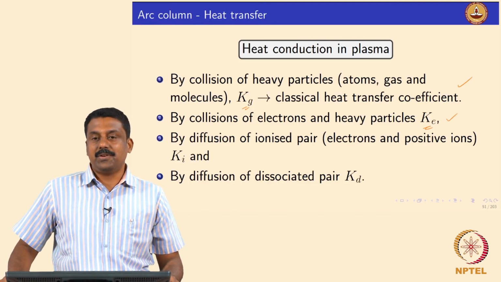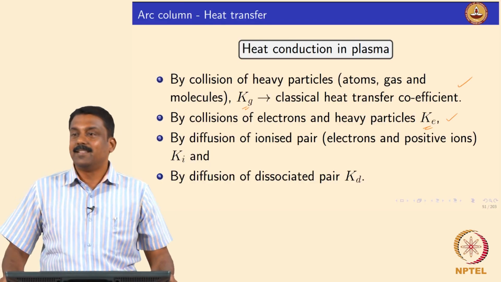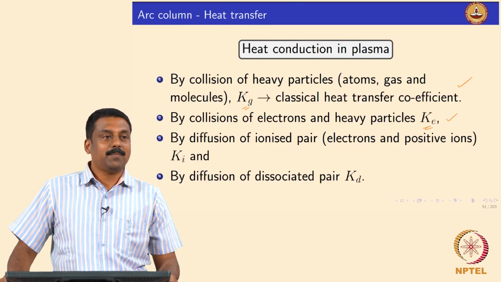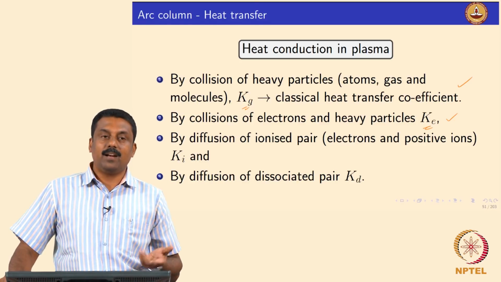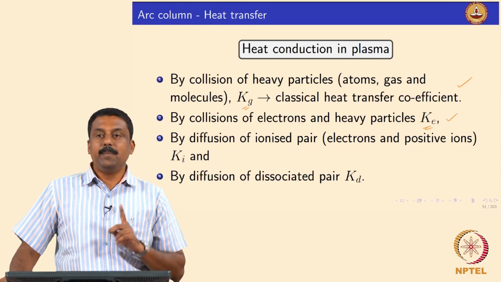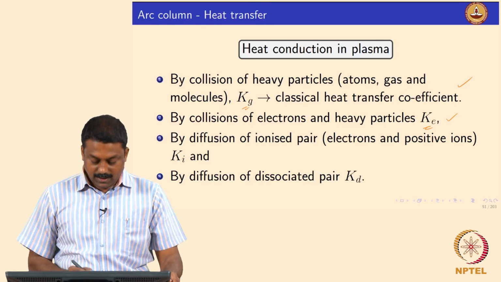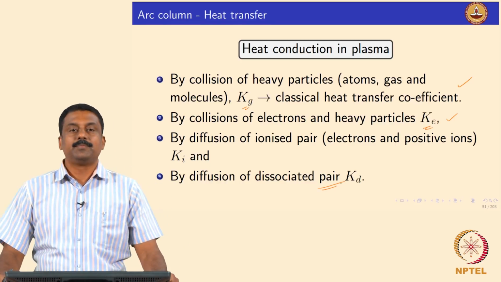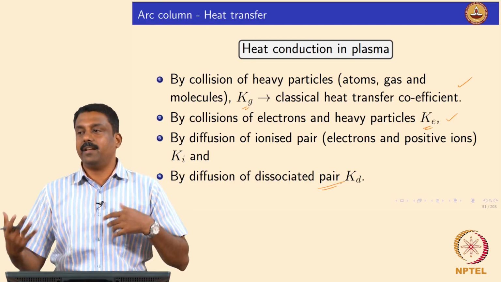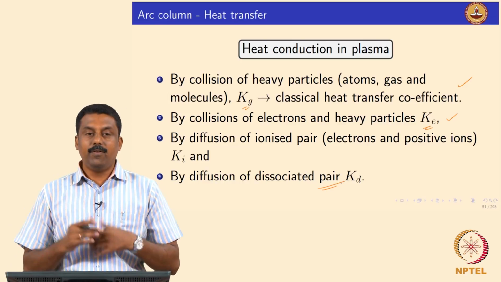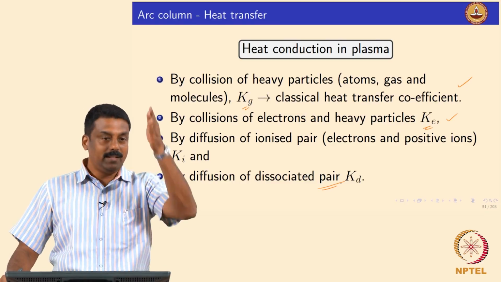Same as ionization and deionization, you can also have dissociation and de-dissociation, isn't it? So, all these 4 heat transfer by conduction is possible in an arc, and this is extremely important, especially if you are using a diatomic gas, and this can be very significant, because you are continuously dissociating and de-dissociating, and that can influence the arc temperature along the radius of an arc, along the length of the arc.